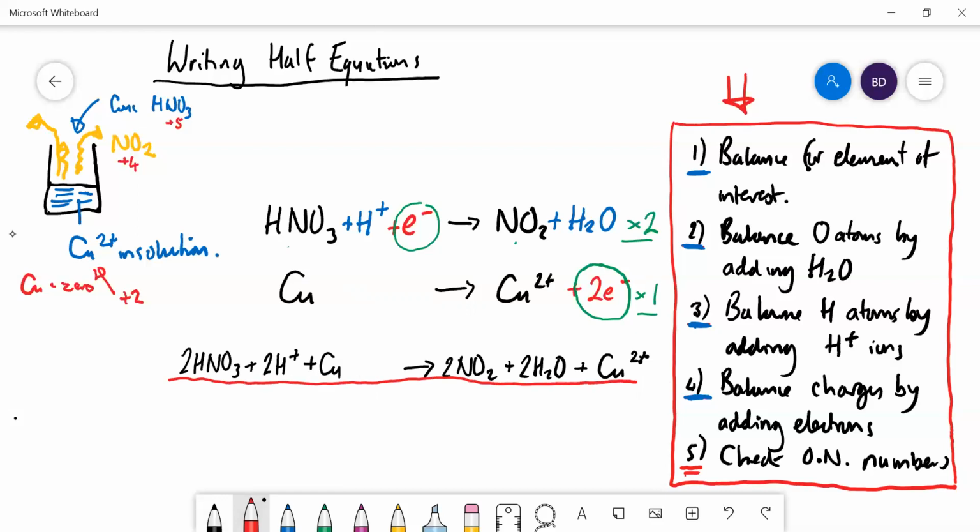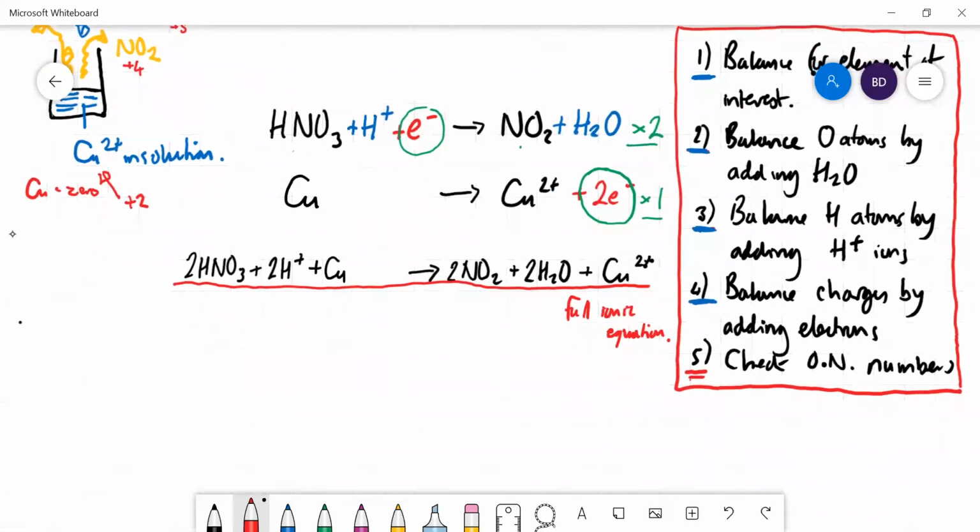And it is a full ionic equation. It's not a full equation, and a lot of people are quite suspicious of ionic equations, even though they are, you'll learn to love them because they let you see the wood for the trees. But if you just wanted to think, well, what is the full equation? Well, let's think, what are the spectator ions here?